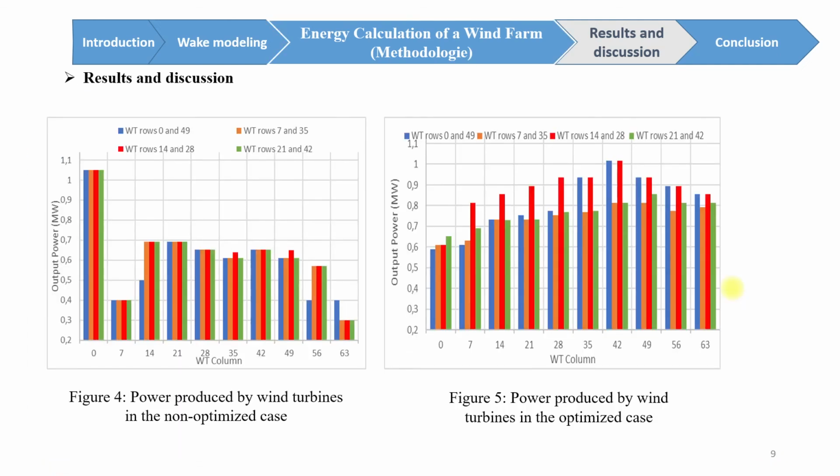Results and discussion. Figures number 4 and 5 represent respectively the power produced by each wind turbine by the classical method and our optimal method by the choice of the optimal pitch angle. We can clearly see from figure number 4 that the power in the first column exceeds the value obtained by our optimization algorithm, which is quickly caught up in the second column, as shown in figure number 5.